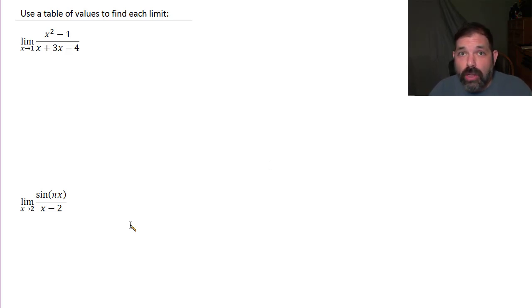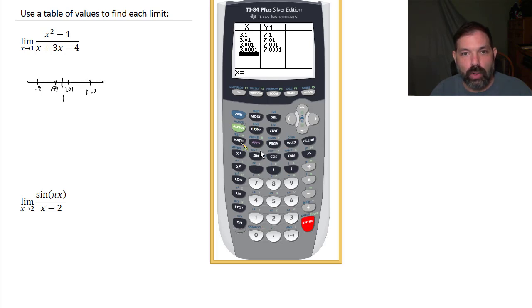Did you pause? Did you try these on your own? I hope you did. All right, so let's think about this. If x is approaching 1, if I think of my number line, think about numbers that are getting closer to 1 on either side: 0.9, 0.99, etc., and 1.1, 1.01, etc. Let's go to my calculator.